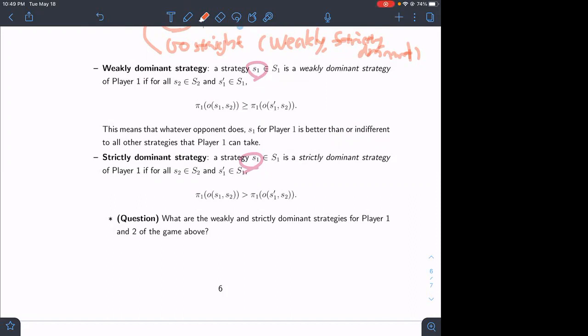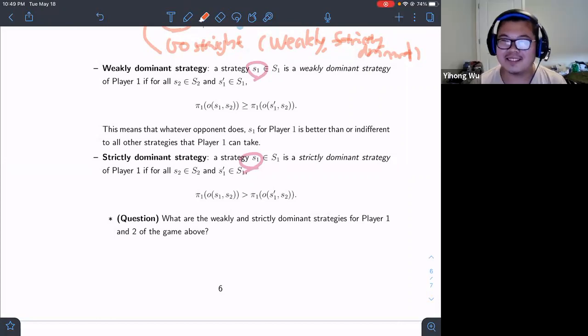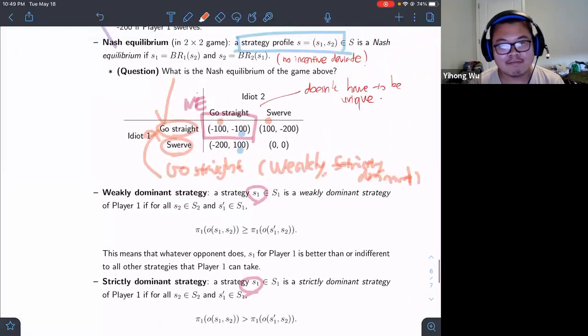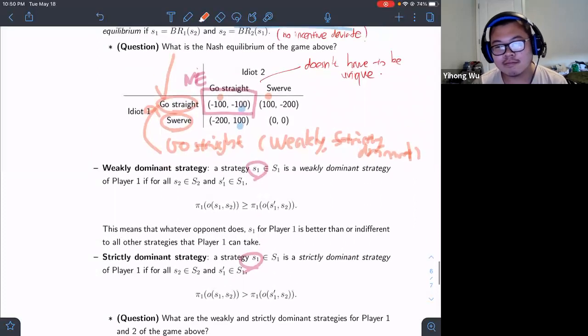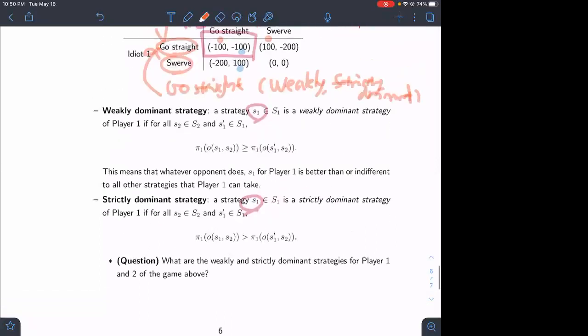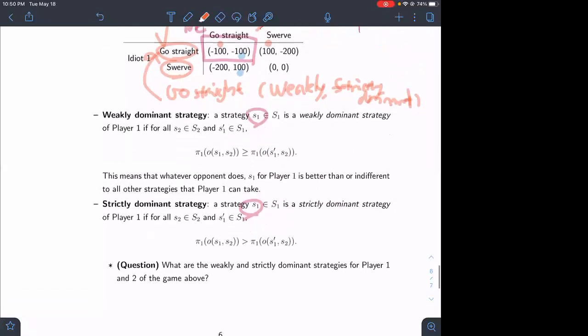Do we have to write both of them at the same time? You mean in the exam? Yeah. I think we don't need to. If you just write that it is a strictly dominant strategy, it will automatically imply that it is weakly dominant. So we can just take that as given. Very good. And also for player 2, going straight is the weakly and strictly dominant strategy. Okay, so I think this is what I wanted to explain for today.